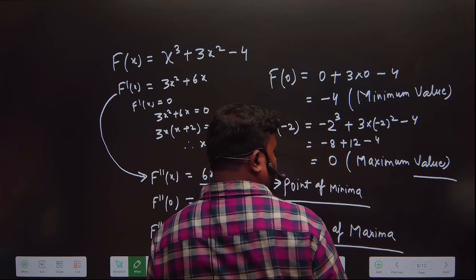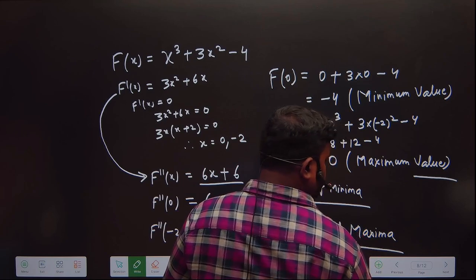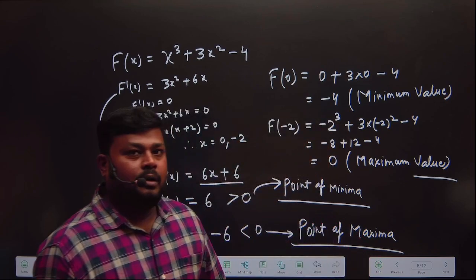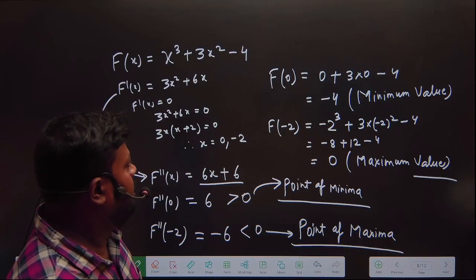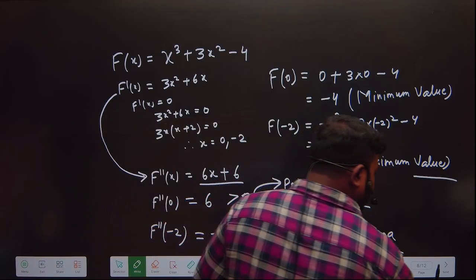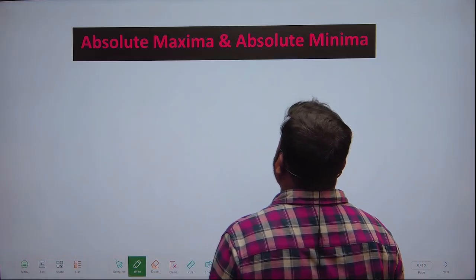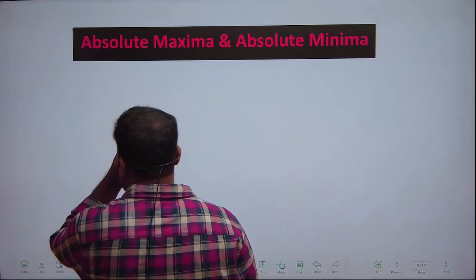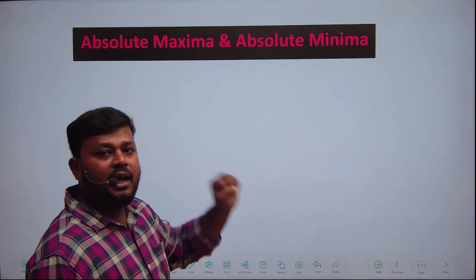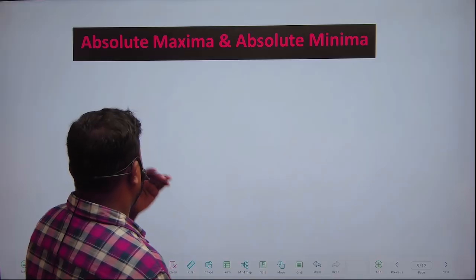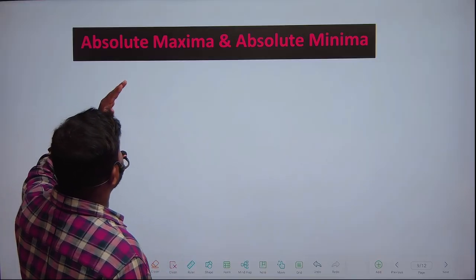Okay, understand? I hope you understand these things. Now, one more topic in these things, that is, absolute maxima and absolute minima. Okay, let us try to understand what is the meaning of these things.